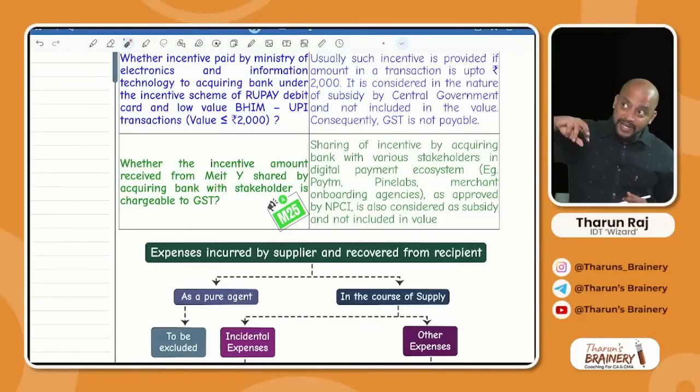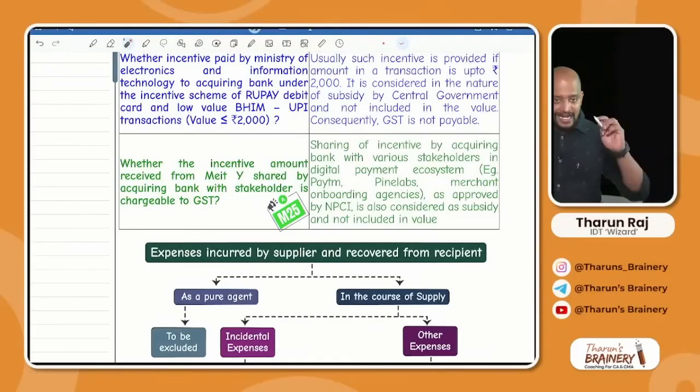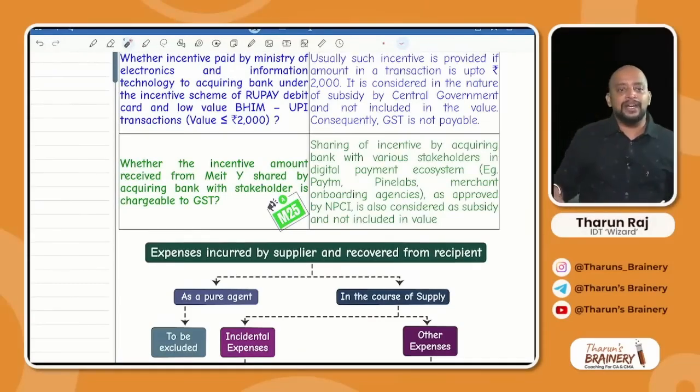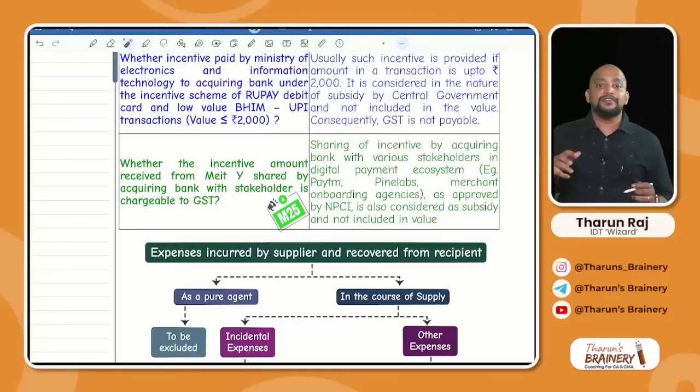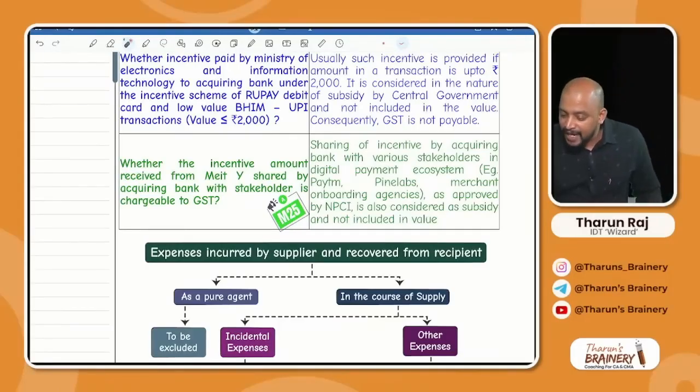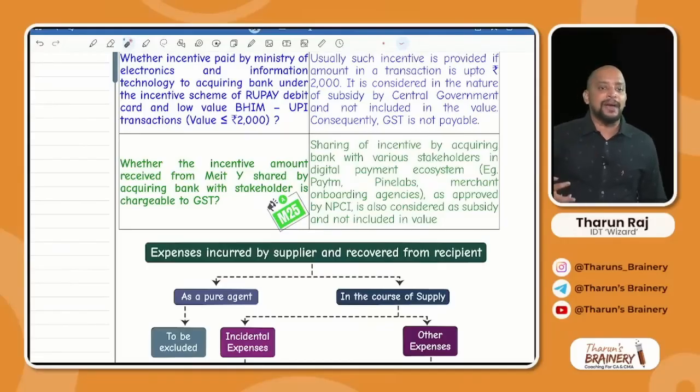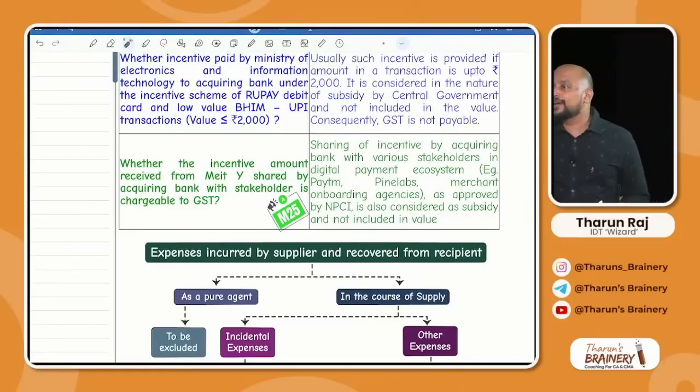Whether others receiving incentive from acquiring bank is also treated as subsidy from the government? Yes, deemed as subsidy from government. So that is the latest amendment. It will also be treated as subsidy from government, even though government is not giving the subsidy. Actually, who is giving the subsidy? The acquiring bank will give the incentive to other people. So all those people will treat the incentive received by them from the acquiring bank as subsidy from government. So consequently, that will not be included in value.